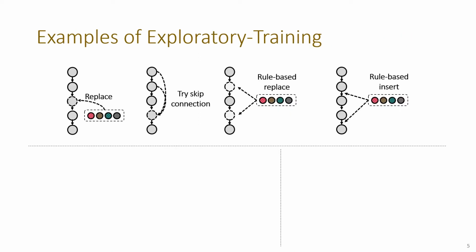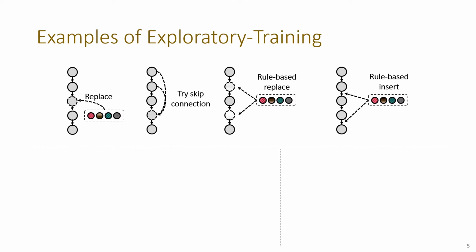Let's look at some typical modifications to models during exploratory training. The graphs represent DNN models. When designing a model, developers do some of these modifications to find better models. First, developers may replace an operator with another one. For example, changing activation operation from ReLU to leaky ReLU or mish, or trying to add skip connections.